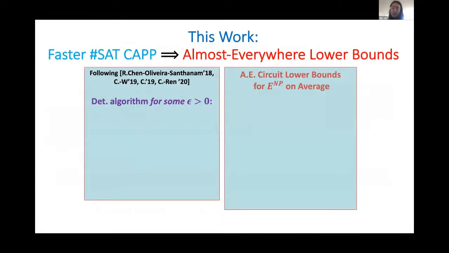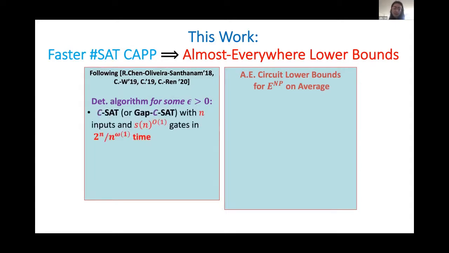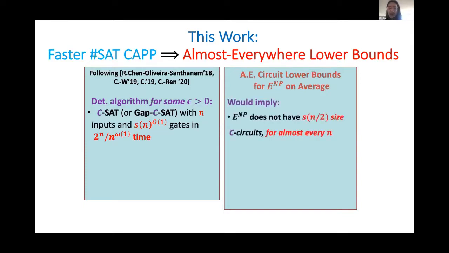So in this work, previously, all such connections only give you infinitely often lower bounds via the algorithmic method. But in this work, we extend most of the previous results to the almost everywhere setting. Formally, we show that suppose we have a C-SAT algorithm for n-bit inputs and polynomial-size C circuits in 2^n over superpolynomial time. Then this implies E^NP does not have S(n) size C circuits for almost every n. So this is an almost everywhere lower bound on E^NP from algorithms for C.